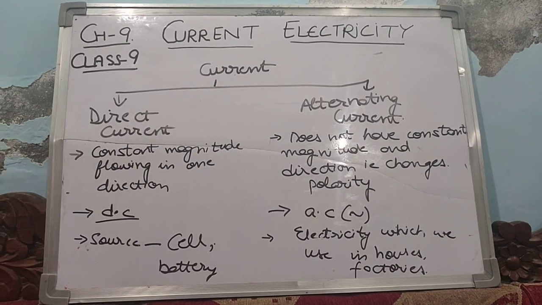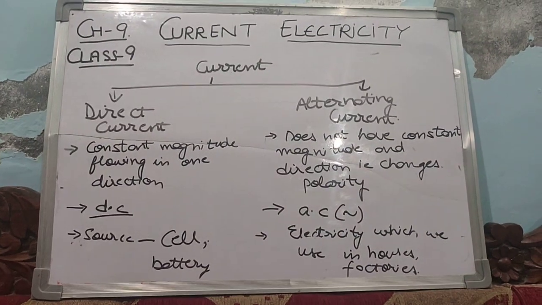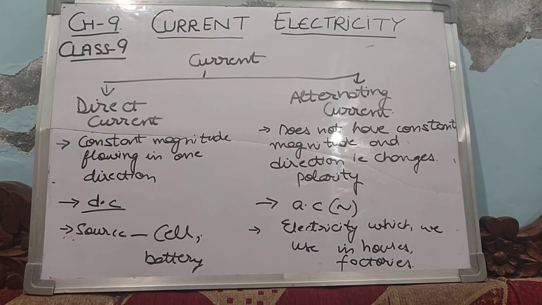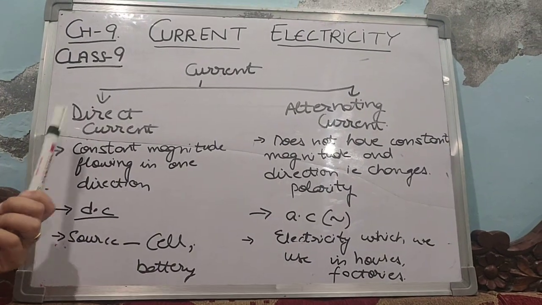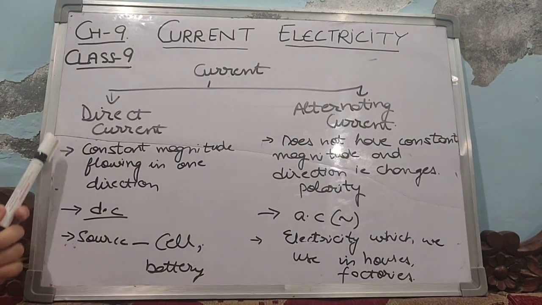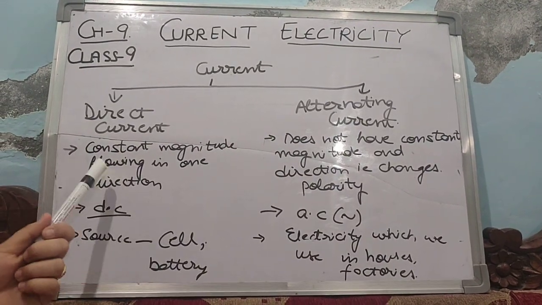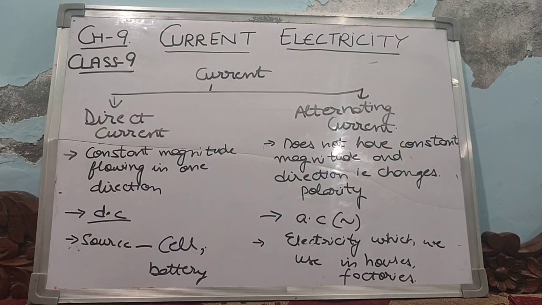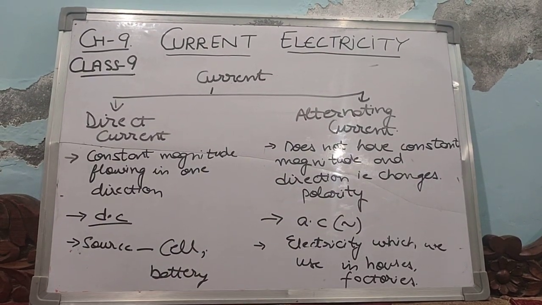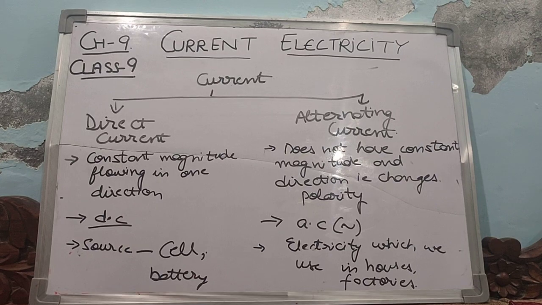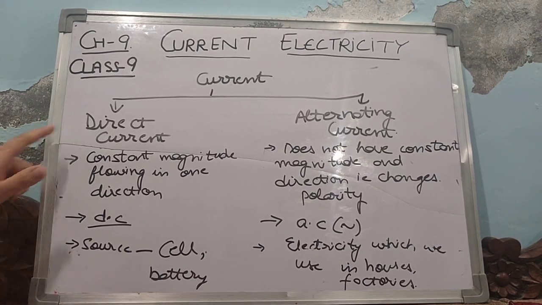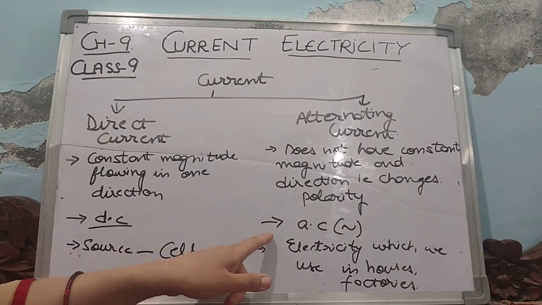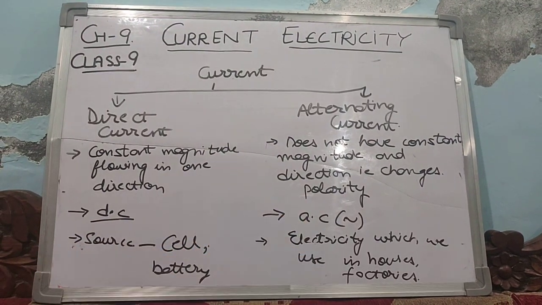Hello students, today I am going to discuss chapter number 9, that is current electricity. Now there are two types of current, alternating current and direct current. Direct current is a current of constant magnitude flowing in one direction, while alternating current does not have constant magnitude and direction and it changes its polarity.